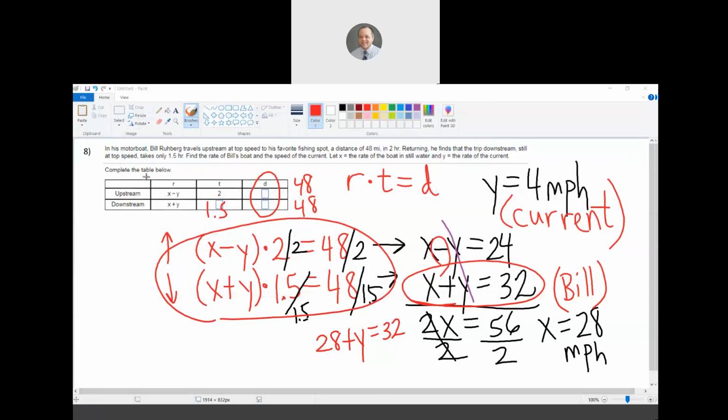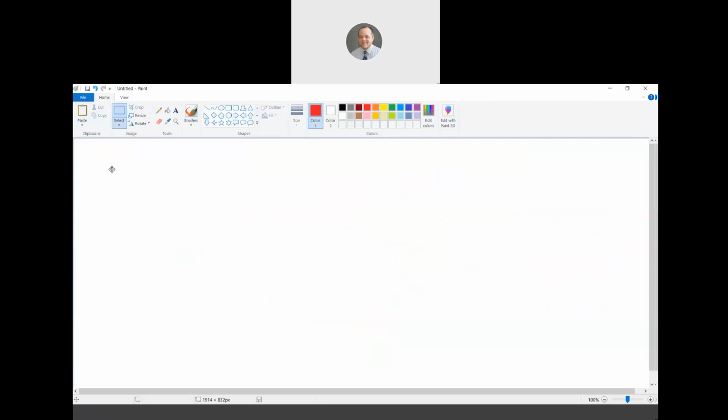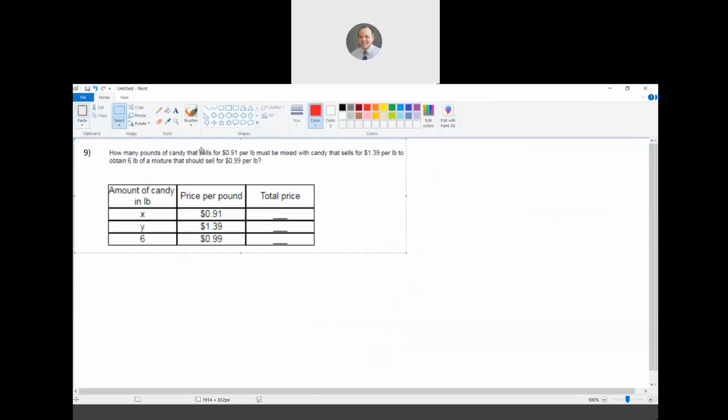The next question is also a mixture problem. I'm sorry, the last question was not a mixture problem. What I meant to say is this next question also involves a table, and we're mixing different amounts of candy.